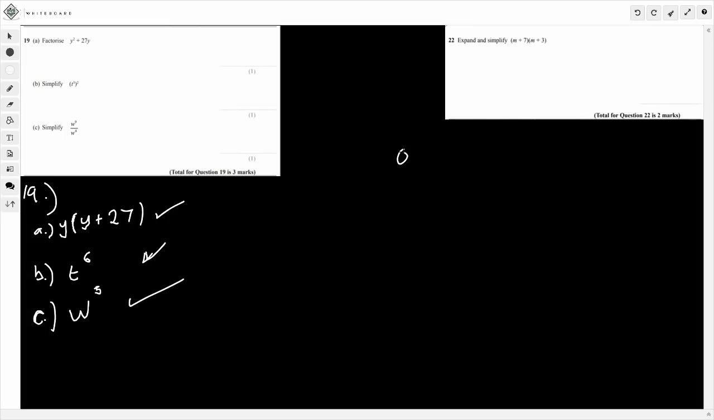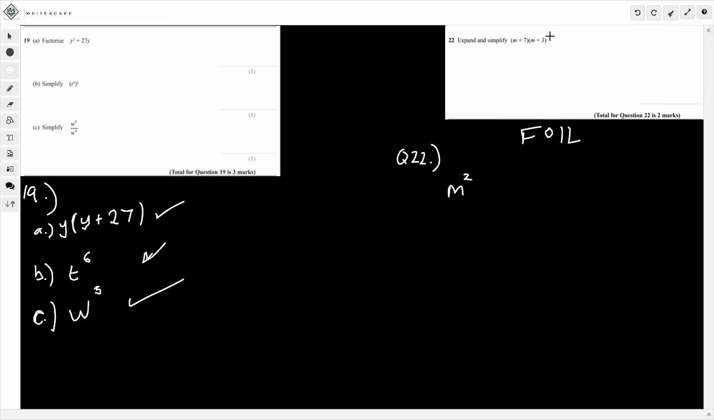Question 22 over here. We have to expand and simplify this expression. So remember, when we're expanding and simplifying, we've got to use FOIL. This is a really good way to help you remember. So you do the first 2 terms, the outside terms, the 2 inside terms, and then the last 2 terms. So expanding this, m times m, because these are my first 2, that's going to give me m squared.